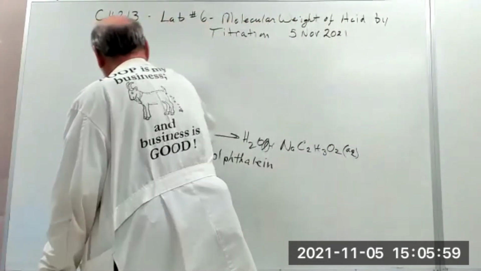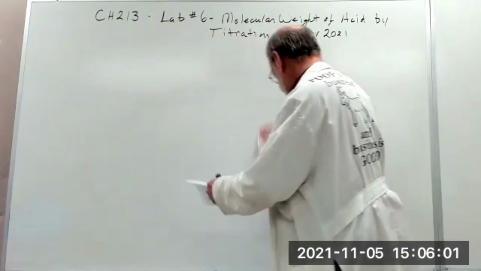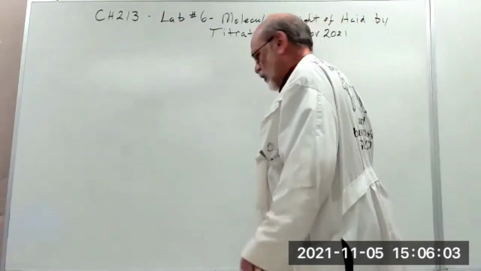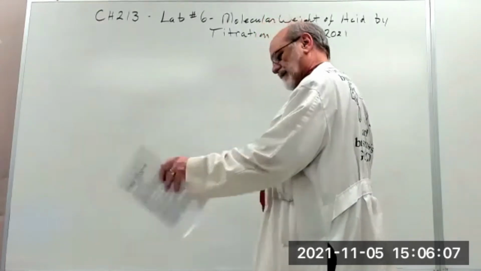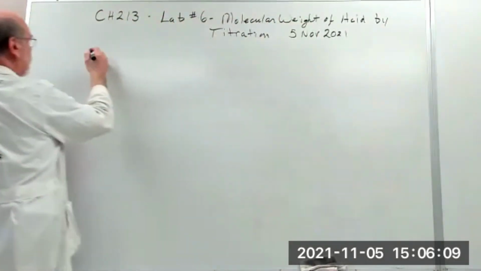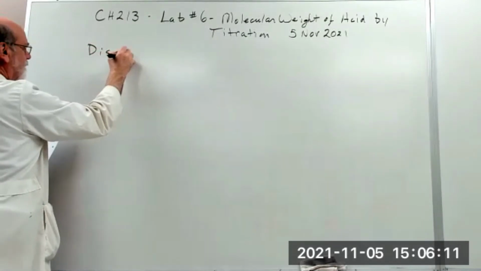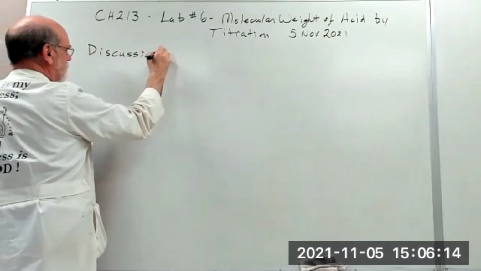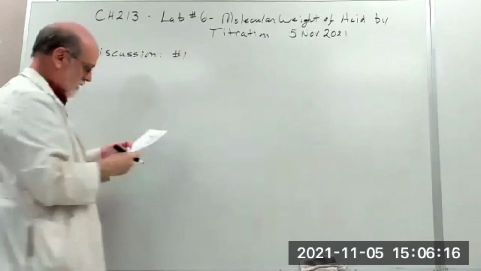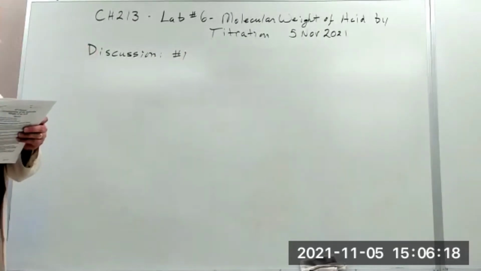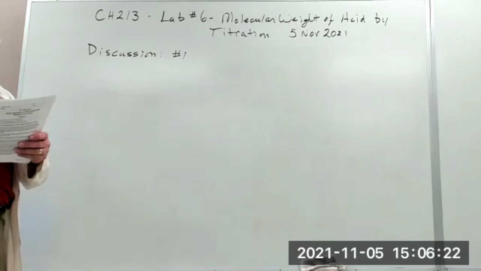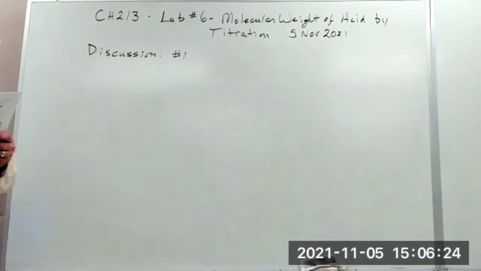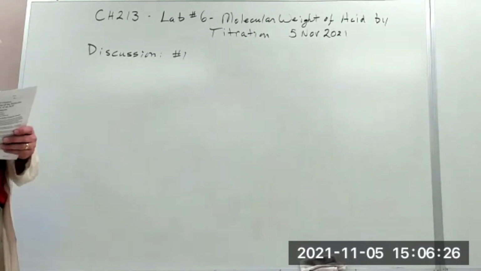So that was all theory. I think these discussion and pre-labs are going to be more practically oriented. Discussion 1. Calculate the volume of 0.750 molar sodium hydroxide solution required to titrate 25 milliliters of 0.873 molar acetic acid solution.